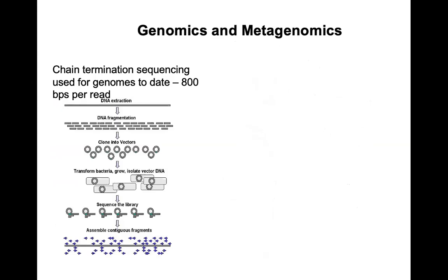Genomics and metagenomics, I told you, we can use for detection as well as understanding the genetic identity of the microorganisms. Chain termination sequencing has been used for genomes to date, 800 base pairs per read. So you can chop the DNA into small fragments, and then use different probes on each fragment so that after sequencing, you can join them and get the whole genome. Now genomic sequencing technology, pyrosequencing or next generation sequencing, we can use for metagenomics. And there are lots of computer software that we can use for assembly of the short reads, and then combine them to get the whole picture of DNA or RNA.